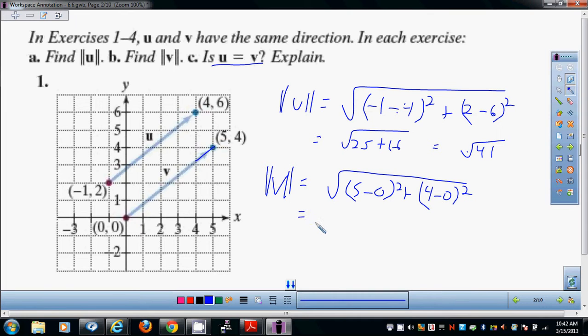Not rhetorical. 41. Are they the same? Yes. And if those had been different, then it would be no. Distance formula: the square root of (x2 minus x1) squared plus (y2 minus y1) squared, all under the radical. And again, what is this called? Magnitude. Very good. The magnitude of a vector.